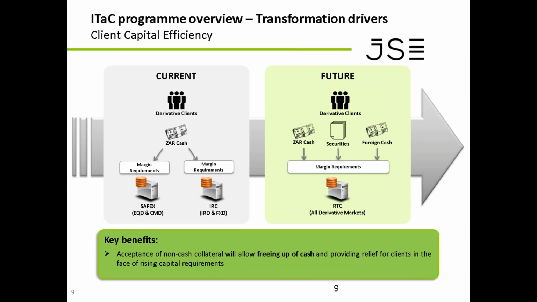This is just the client capital efficiency. In the current world, we only take ZAR cash for the collateral exposure. In the new world, you'll be able to put up ZAR, you'll be able to put up securities, and also we're busy working on getting foreign cash. So meaning that your margin can be covered in any, not just cash, but also securities that could be pledged to JSE Clear. Meaning that the acceptance of non-cash collateral will allow freeing up of cash and providing relief to clients in the phase of rising capital requirements with the Basel III stuff coming in. So you will free up cash.